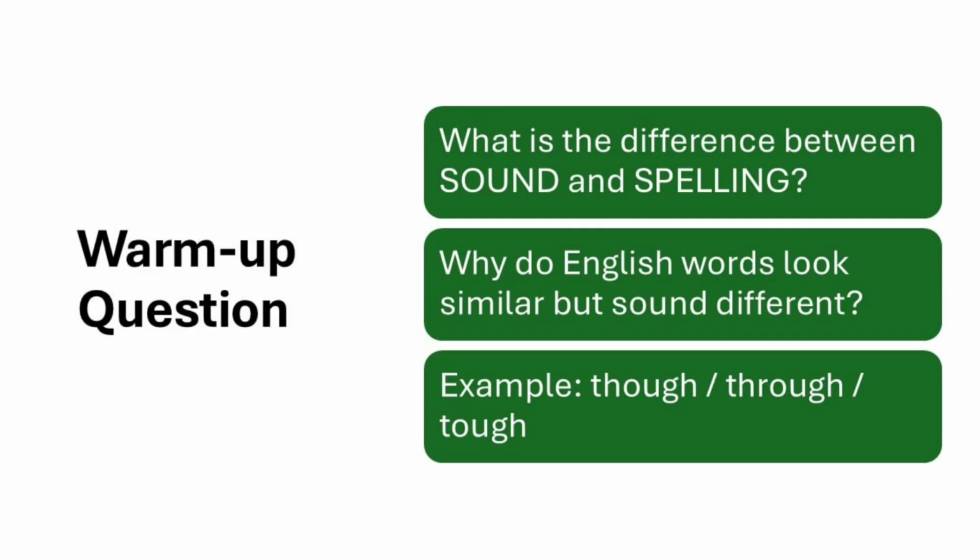For example, look at these words. Though, through, tough. They have similar spelling, but they are pronounced differently. Let's say them. Though, through, tough. Now, this is very confusing for learners because if you only look at spelling, you cannot guess the correct pronunciation. So we can say English spelling does not always represent real pronunciation. That is why we need phonetics. Phonetics helps us understand the real sound system of language.